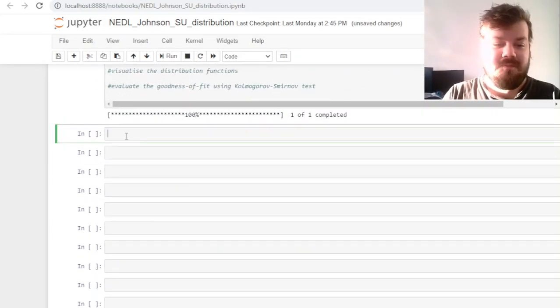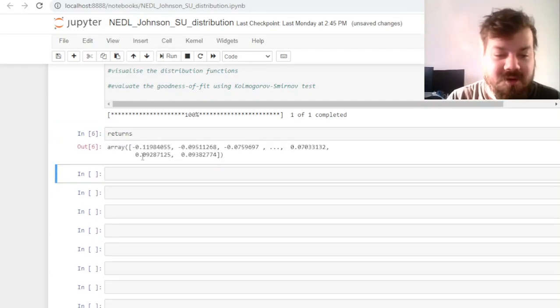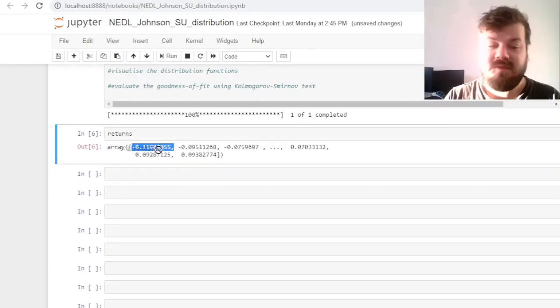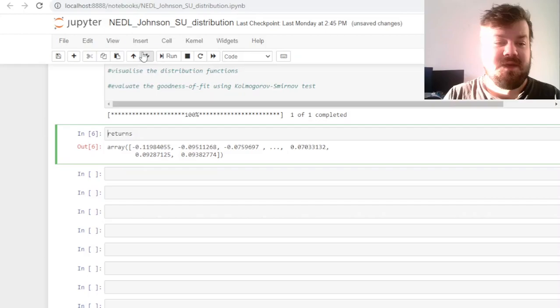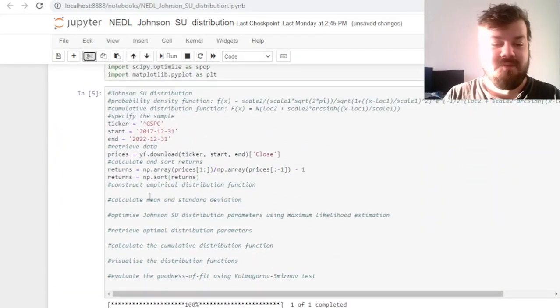And having performed those calculations, we can see that our returns are indeed sorted from lowest, around minus 12%, to the highest, around plus 9.4%. So that is indeed correct. We're happy with the result.